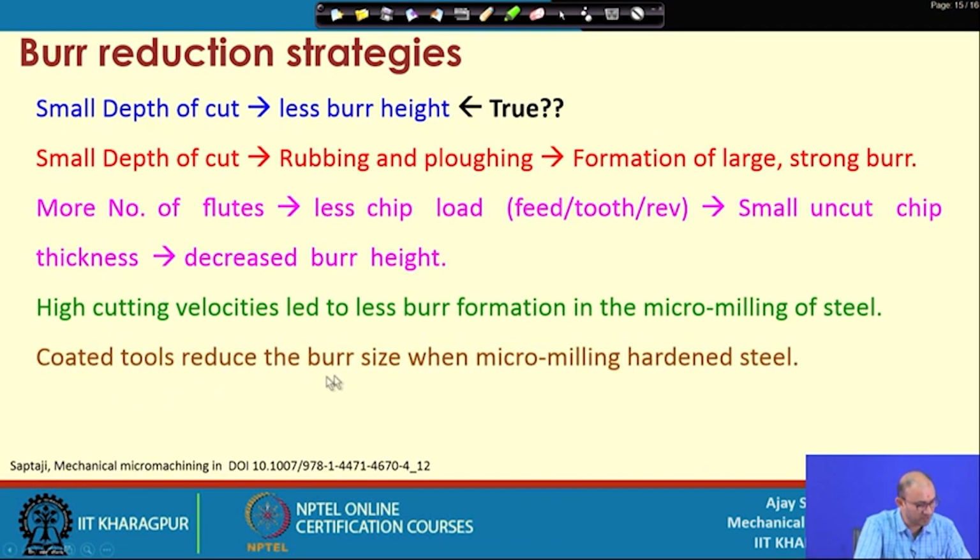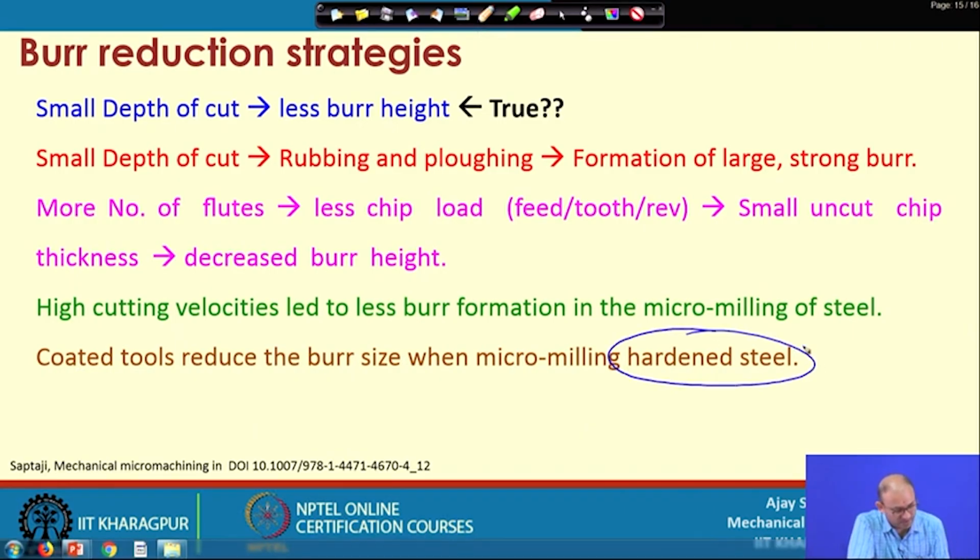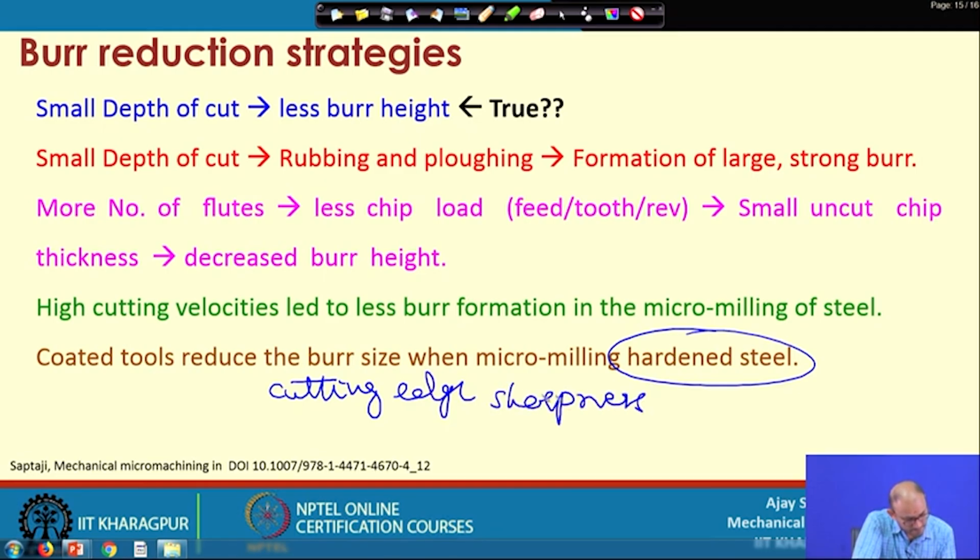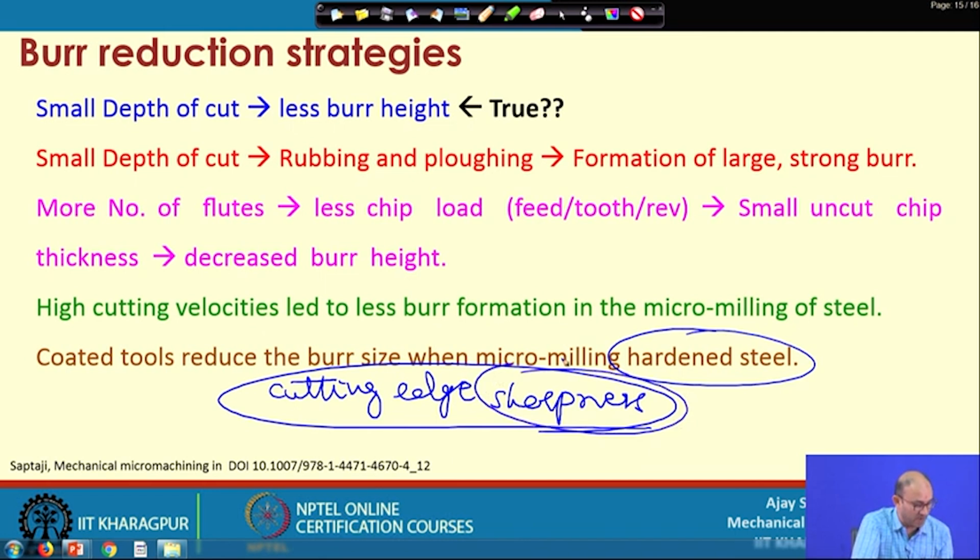Another thing, the coated tool reduces burr formation in the micro milling of hardened steel, because we know that when you want to machine a hard material, you have to make sure that your cutting edge is very sharp. Cutting edge sharpness is important because you have to make sure that you retain this sharpness for a longer period of time. That is possible by coating the cutting tool.